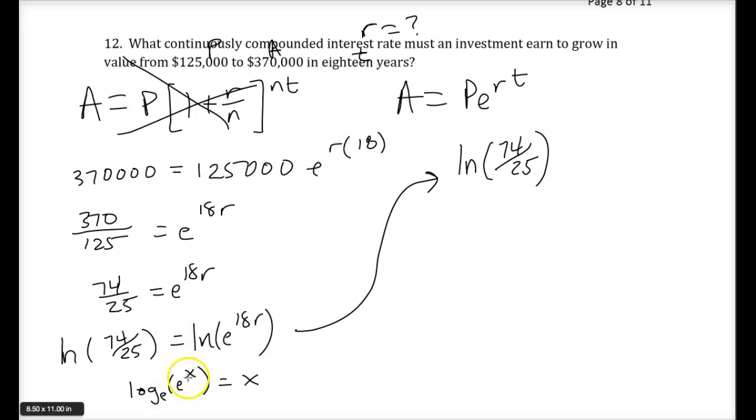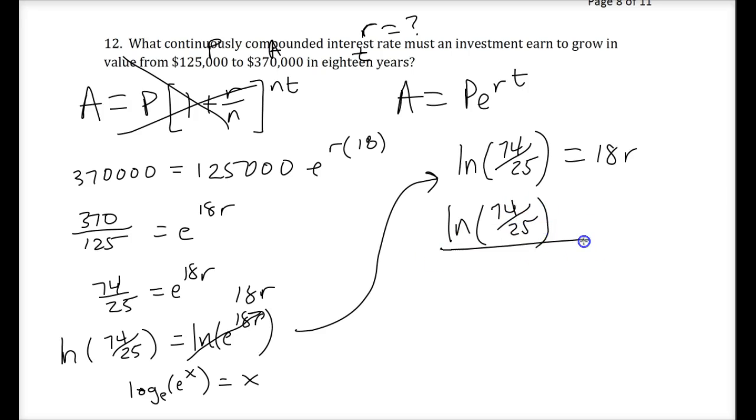And so when we compare this, natural log is the same as log base e. And of course, when we have it like this, we're just saying that whatever's in the exponent is what this equals. So all of this is just 18r. And so we have this equal 18r. And of course, to finish up, we just take natural log of 74 over 25 and divide that by 18.